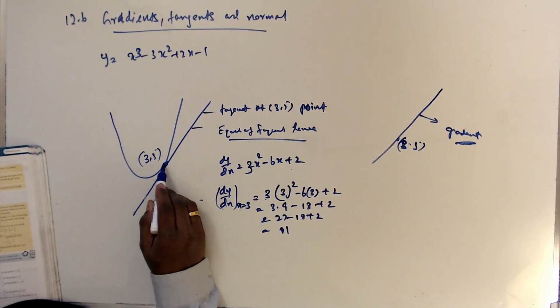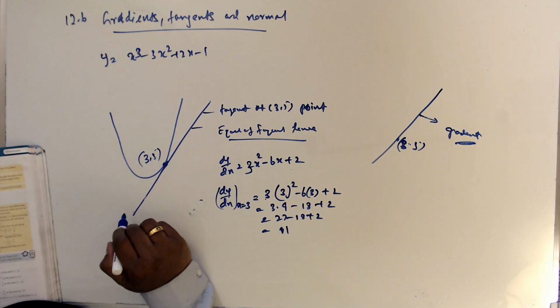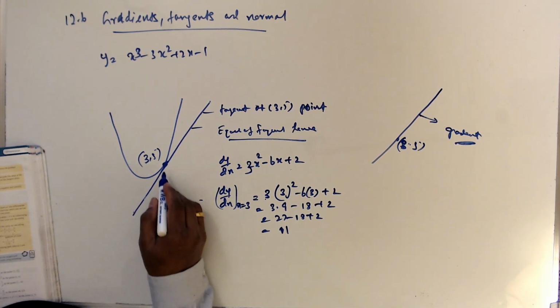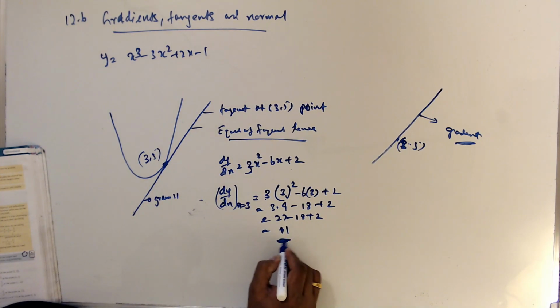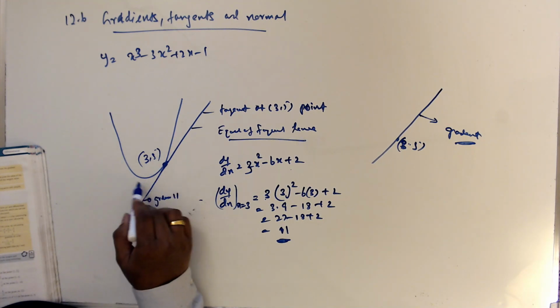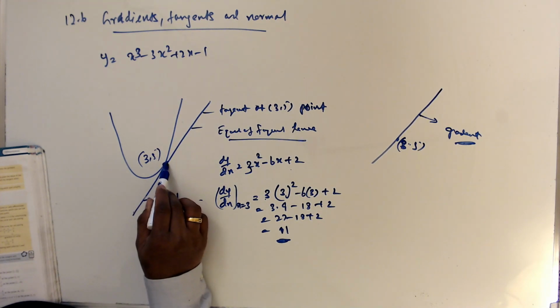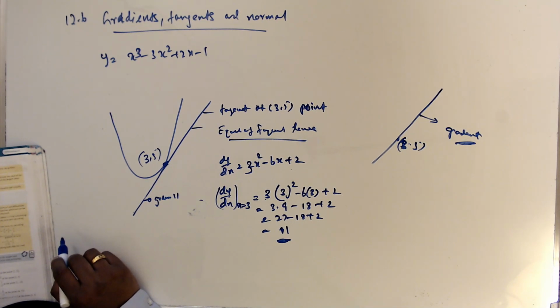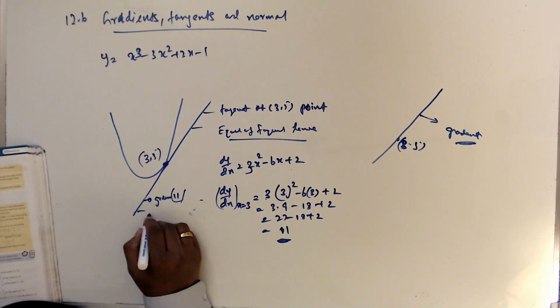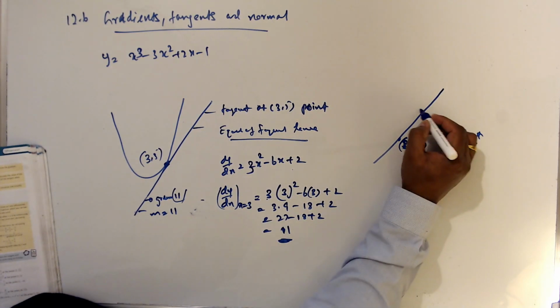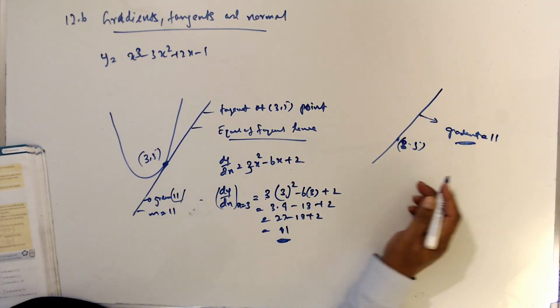Now you know the gradient of the curve at this point is equal to the gradient of this tangent line. So hence the gradient of this one is 11. The gradient of the curve at this point is equal to the gradient of the tangent line. So we found the gradient. If I take this as m, m is 11.